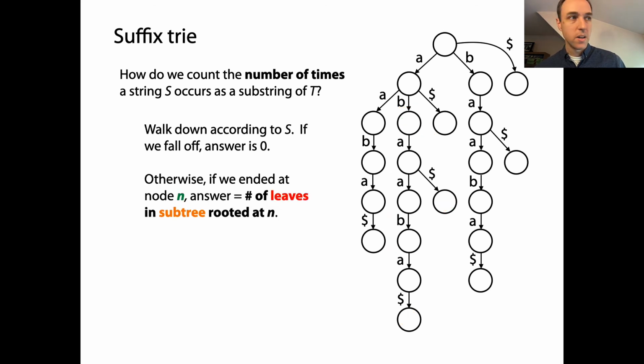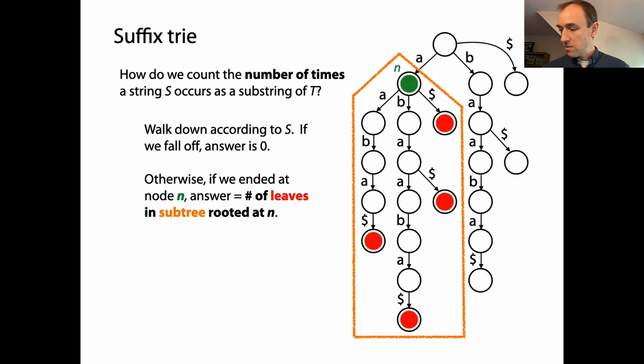So in general, if we want to answer this query, we walk down according to the characters of our query s. If we fall off, then the answer is no. Falling off means there is no suffix for which our query is a prefix, so the number of times that the string occurs is 0. If, however, we don't fall off, we end up at some node n, then the answer is the number of leaves in the subtree rooted at n.